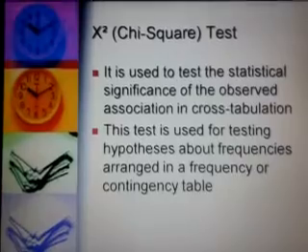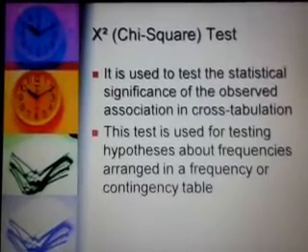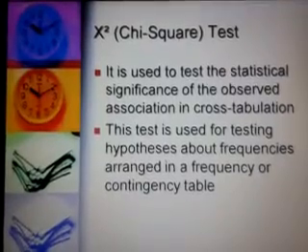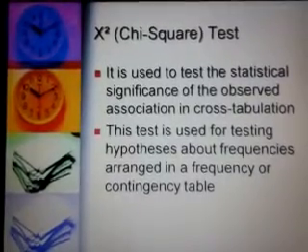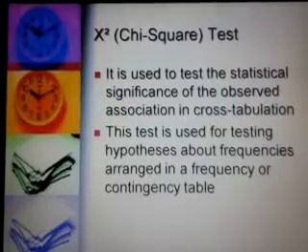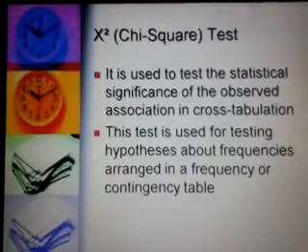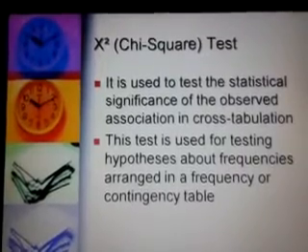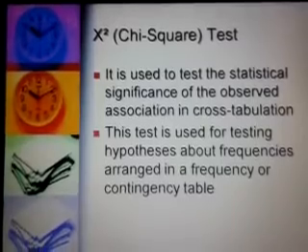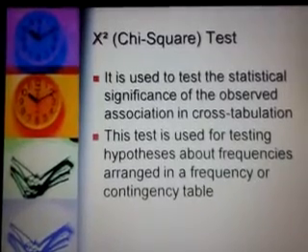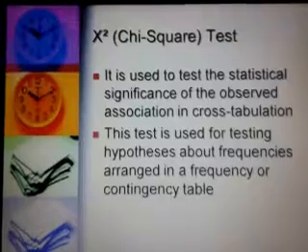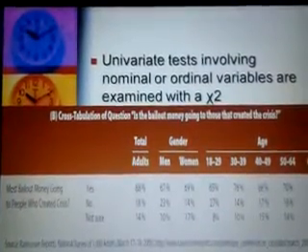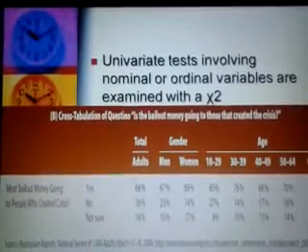This test is used for testing hypotheses about frequencies arranged in a frequency or contingency table. When there are two tables with frequencies, the chi-square test can be used to see whether there is an association between those frequencies of two different types. We'll discuss it further. This is a univariate test involving nominal or ordinal variables.